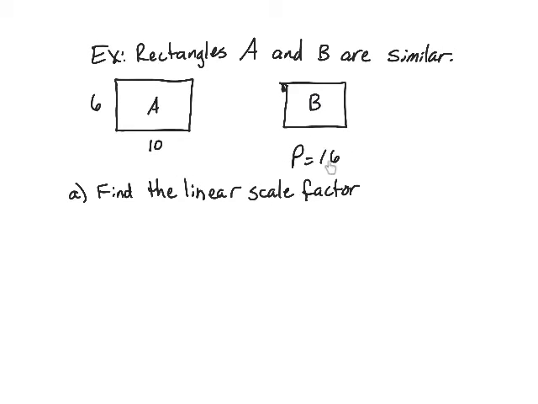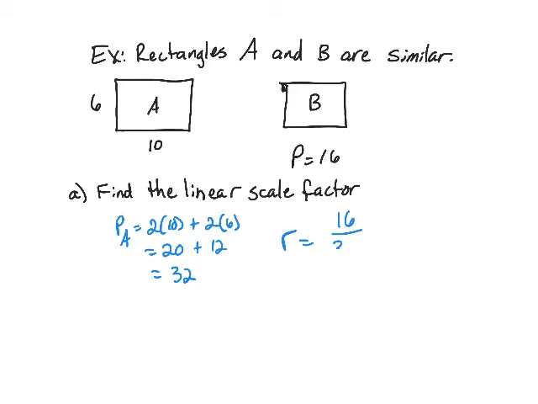I have only perimeter over here, but I have enough information over here to find the perimeter of rectangle A. So you're going to find the perimeter, and perimeter is a linear dimension. You can use that for a scale factor because it's just the sum of other linear dimensions. So the perimeter of A is going to be 2 times 10 plus 2 times 6. So that's 20 plus 12, that's 32. So the scale factor is going to be 16 over 32, so that's 1/2. That's part A.